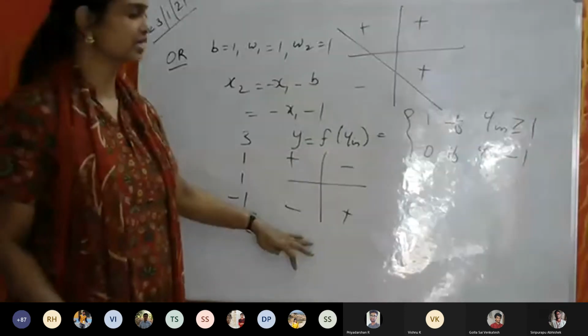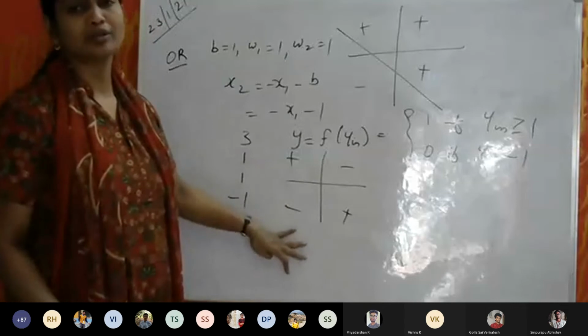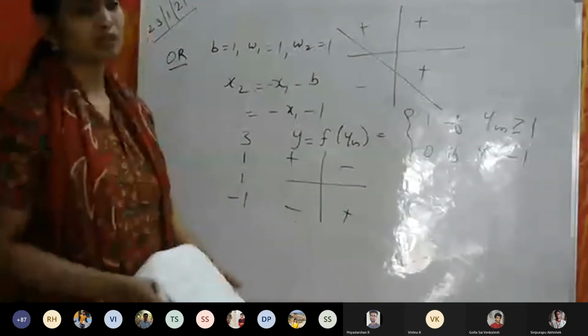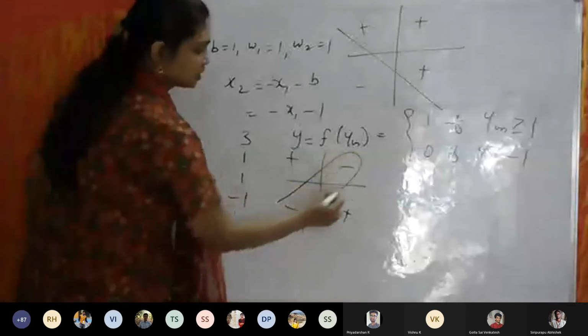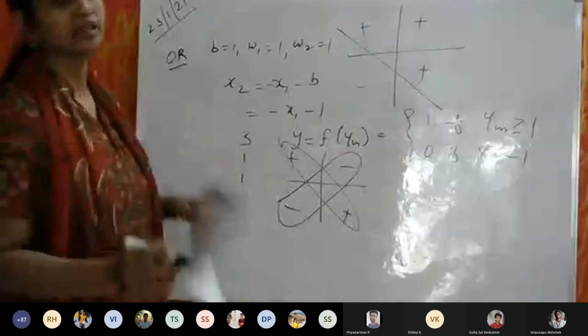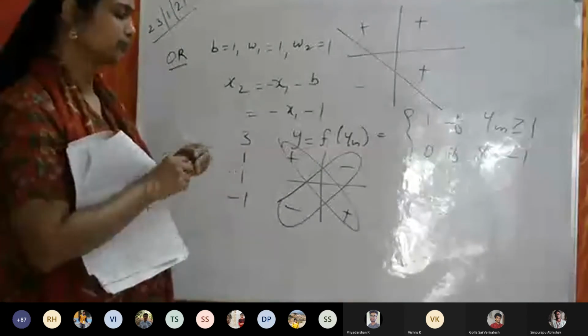So for XOR, you will get output like this. I mean, the responses can be plotted like this. This cannot be solved using a linear separator line. You have to use something like this only. You cannot use a single line to separate this.